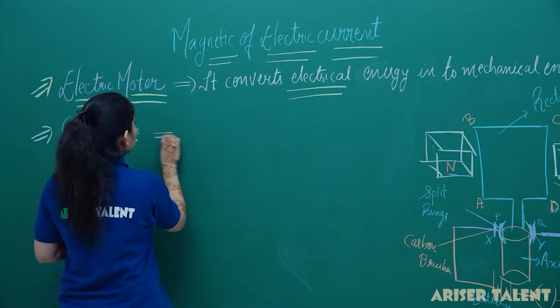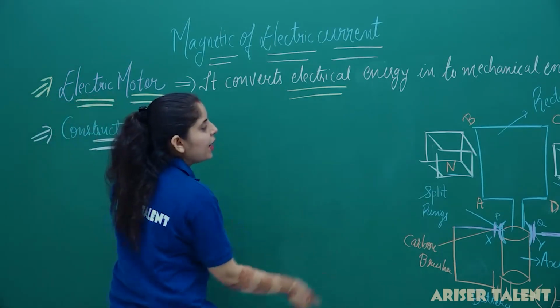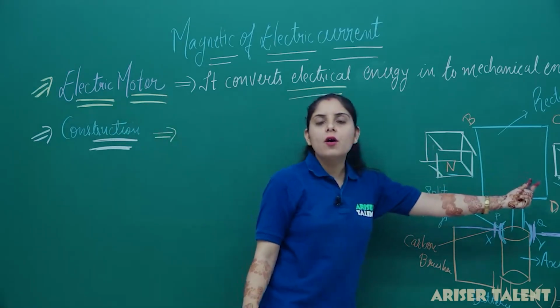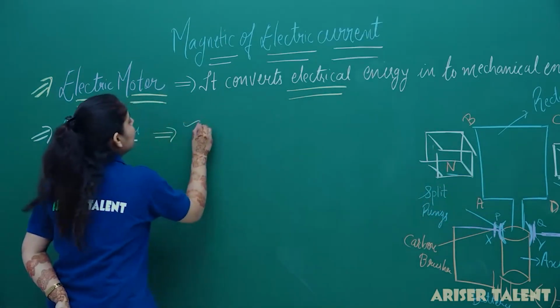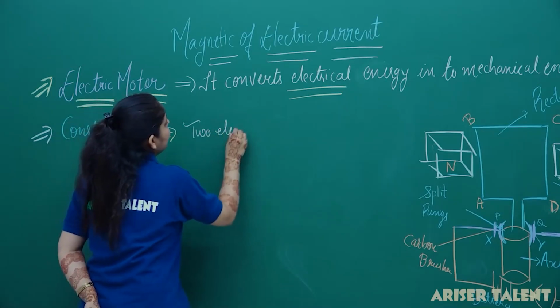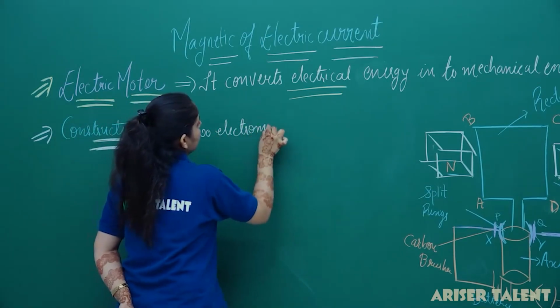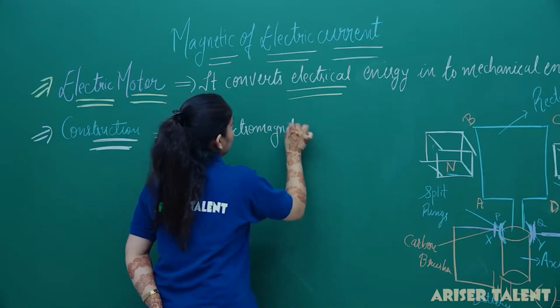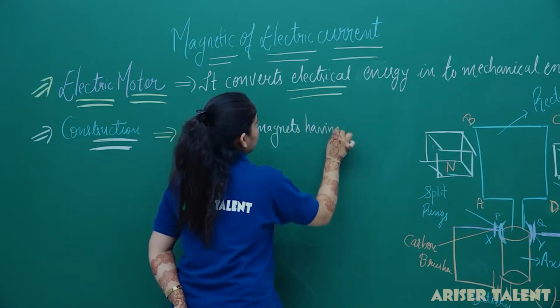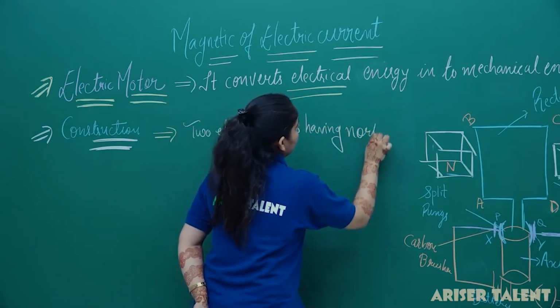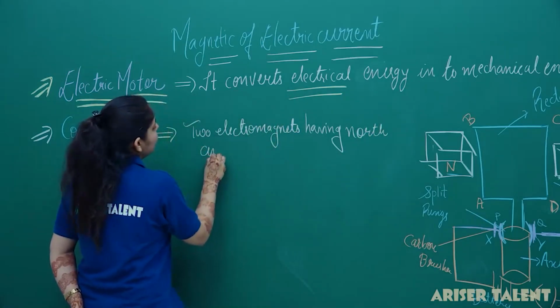So in the construction of the DC motor, firstly what have we taken? We have taken two strong electromagnets. So firstly, two electromagnets having north and south pole.